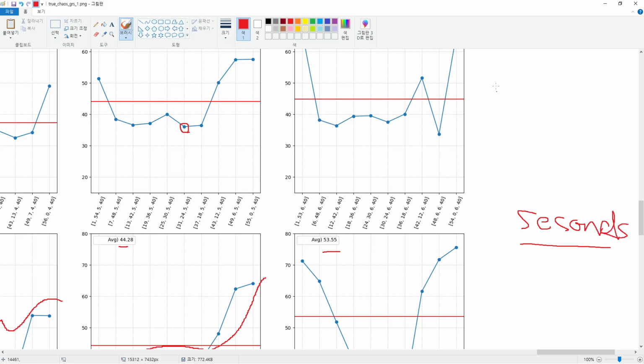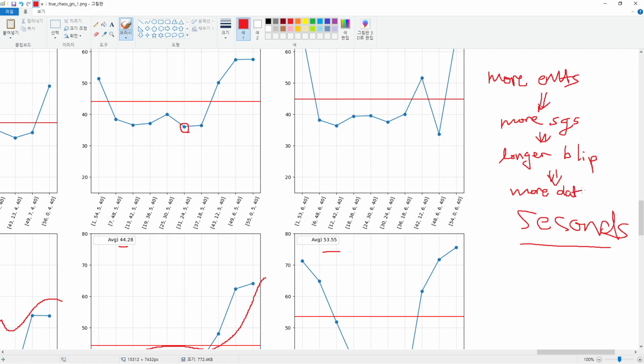So more entities leads to more sand grains, which likely leads to longer blips. More entities, more sand grains, more longer blips, which leads to more data points.